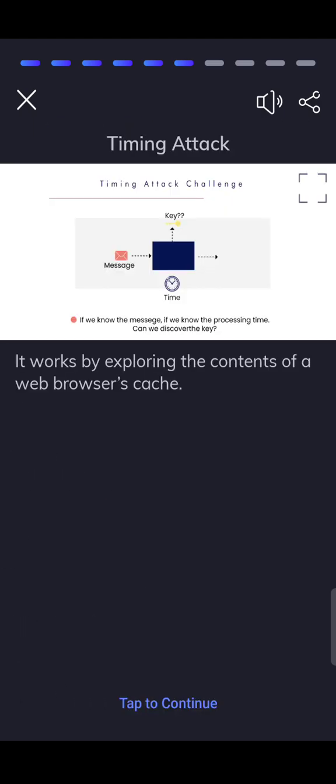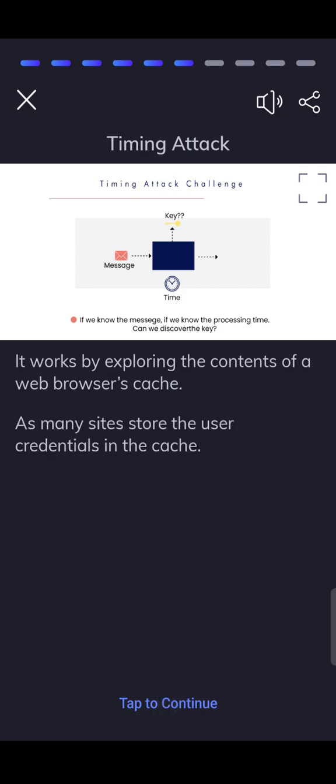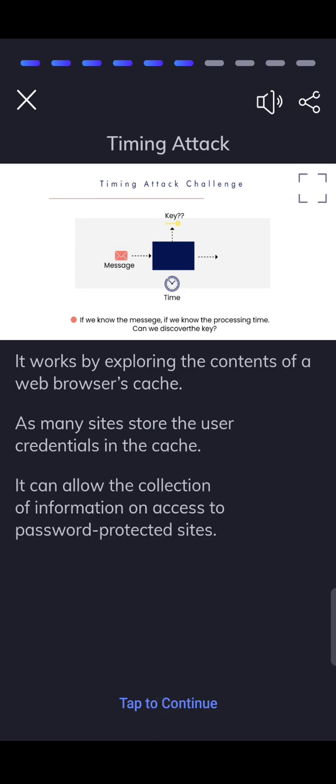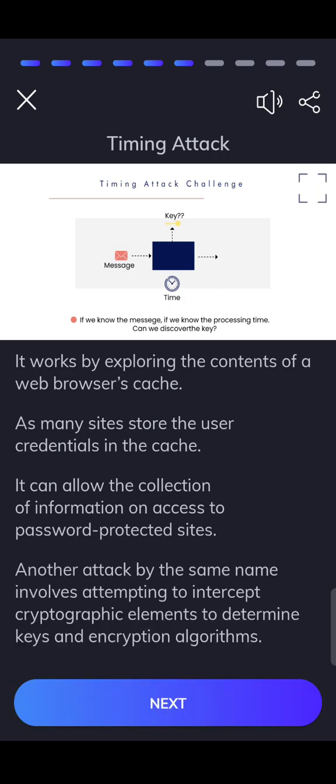It works by exploring the contents of a web browser's cache. As many sites store the user credentials in the cache, it can allow the collection of information on access to password-protected sites. Another attack by the same name involves attempting to intercept cryptographic elements to determine keys and encryption algorithms.